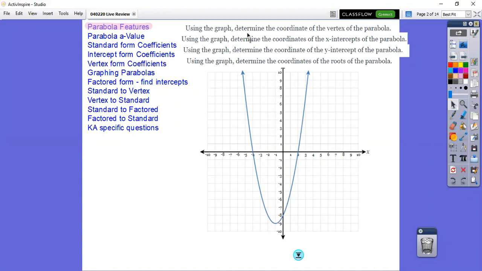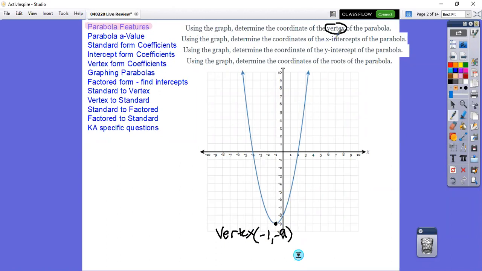Okay, so if you have a problem like this, use the graph, determine the coordinates of the vertex of the parabola. So vertex is the big idea right there. If we see this word vertex, we're just looking for the vertex. Hopefully most of you feel pretty good about this, but you're looking for this minimum or maximum point of the parabola. In this case, your vertex is at the point (-1, -9). And so you would just recognize that point as your vertex, pretty simply.